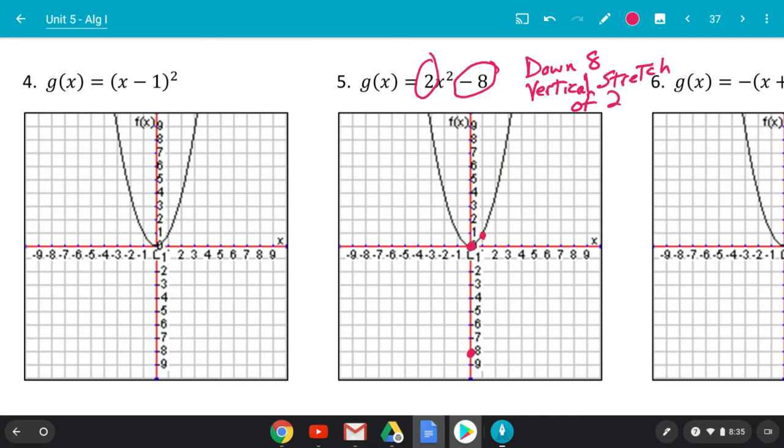This point is going to go down 8, but then it's going to get stretched. Right now, it's up 1 over 1, right? It's going to get stretched to up 2 over 1. So it's going to be there. So it's going to be a lot skinnier. How many people got that one right? Ooh, not many, huh?